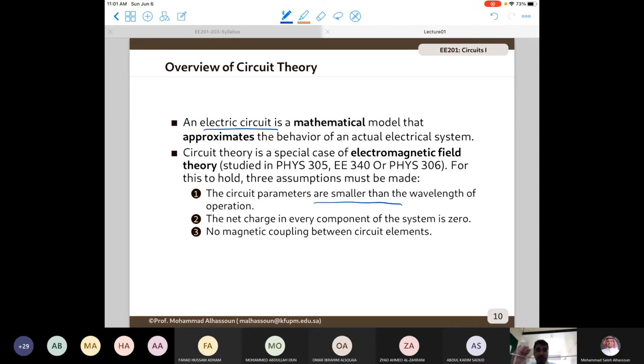This is true if we have a DC source or a DC circuit. What do we mean by DC? DC stands for direct current. So current and voltage are constant with respect to time.